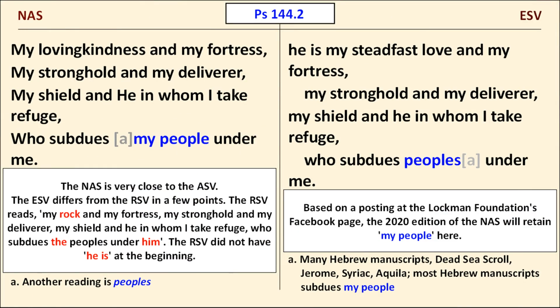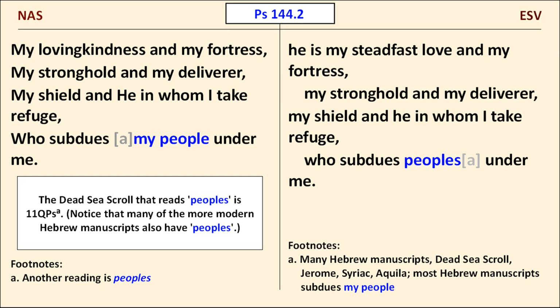The NAS Translation Committee in charge of revising it for 2021 does not seem inclined to make use of the Dead Sea Scrolls here. From time to time, the Lockman Foundation posts extracts from the upcoming edition of the NAS at its Facebook page. A post that included this passage left my people unchanged. Here again I identify the Dead Sea Scroll just for completeness.